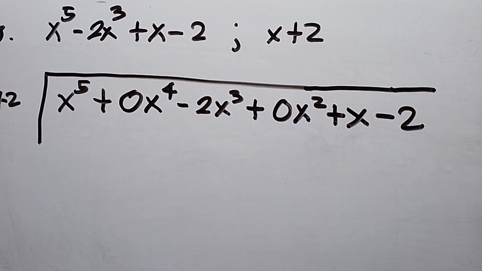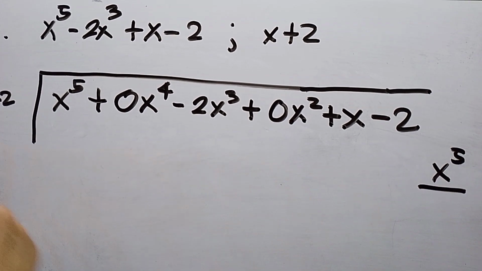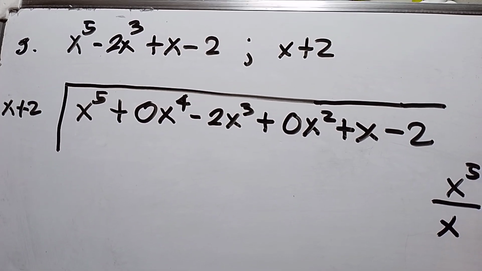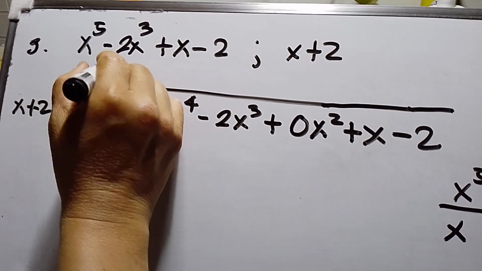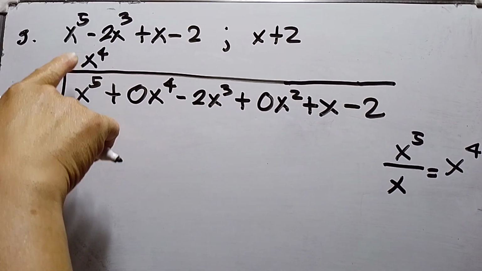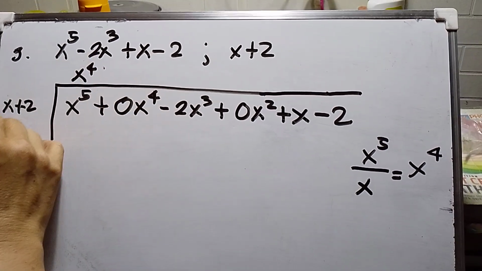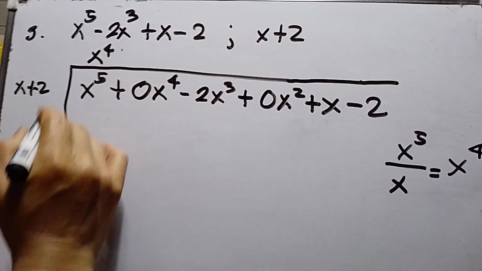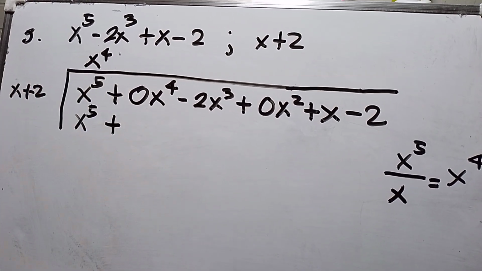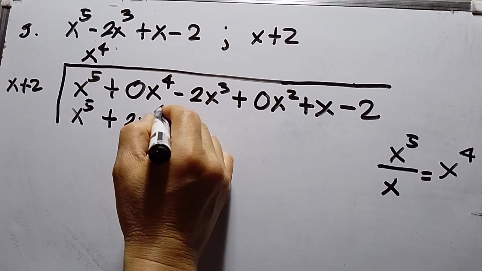Again, I need to divide the first term of my dividend by the first term of my divisor. So apply the index law. This will be x to the fourth. So in here, I have x to the fourth. And then x to the fourth multiplied by x will be x to the fifth. And then plus x to the fourth times 2 will be 2x to the fourth.